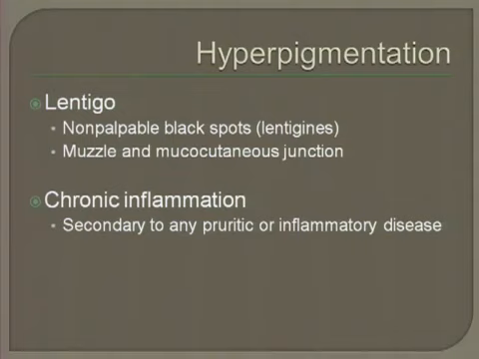And then, of course, chronic inflammation in the horse, just like in other species, can lead to hyperpigmentation of the skin. And this is secondary to any pruritic or inflammatory disease with chronicity.